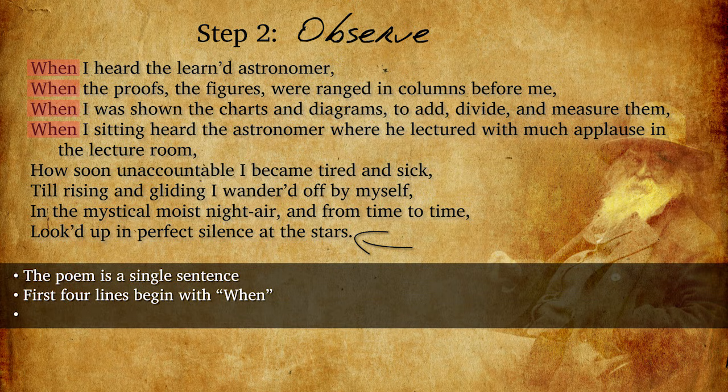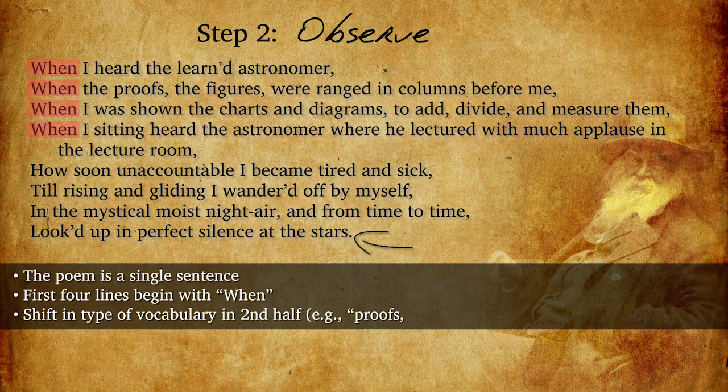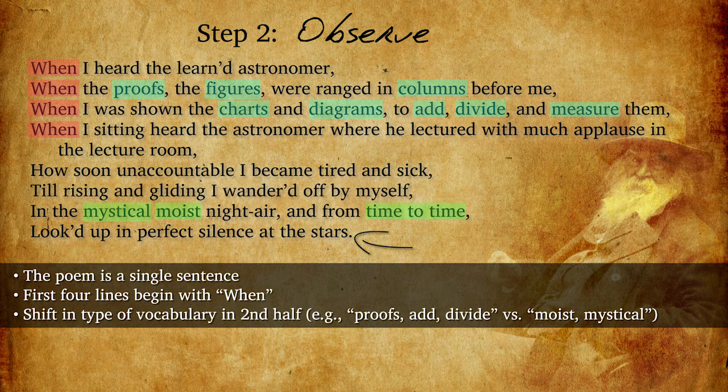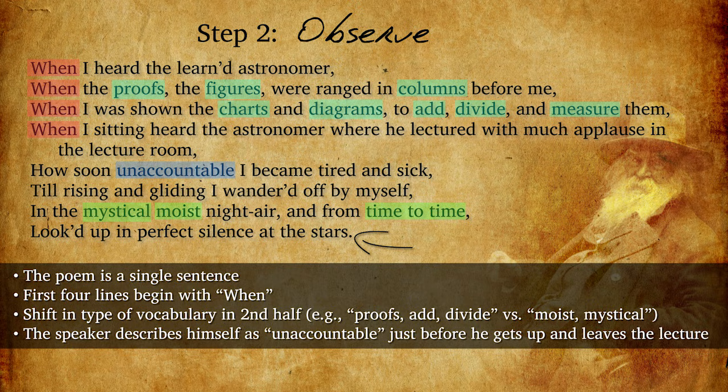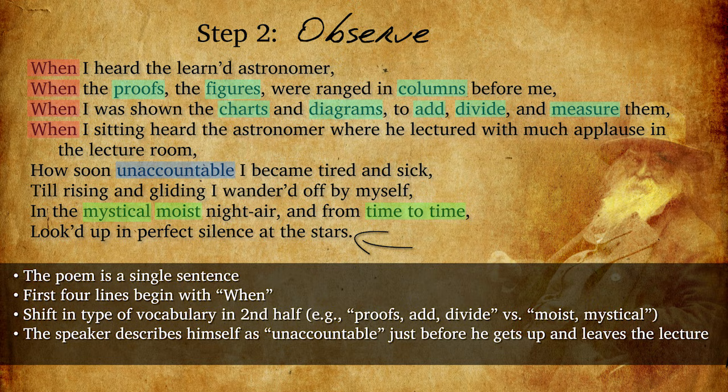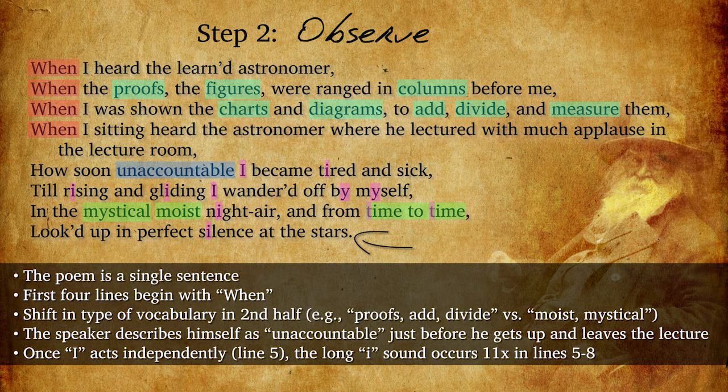There seems to be a shift in vocabulary in the second half of the poem. It opens with words that are technical and quantitative, and it closes with words that are sensual and impressionistic. The unusual adjective unaccountable is used to describe the speaker just before he leaves the lecture hall. And finally, the very sound of the poem changes midway through. Once the I acts independently in line 5, that long I sound occurs 11 times in the final 4 lines.